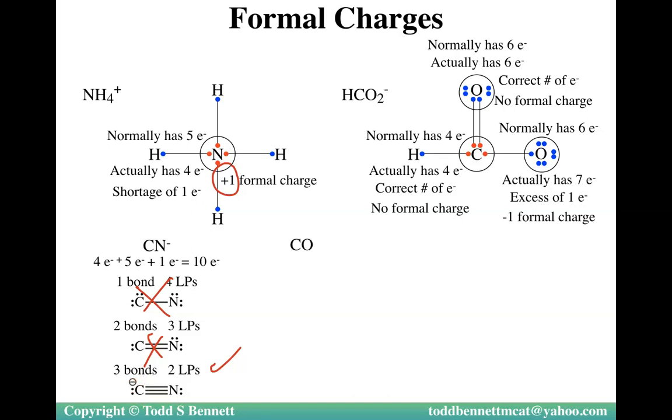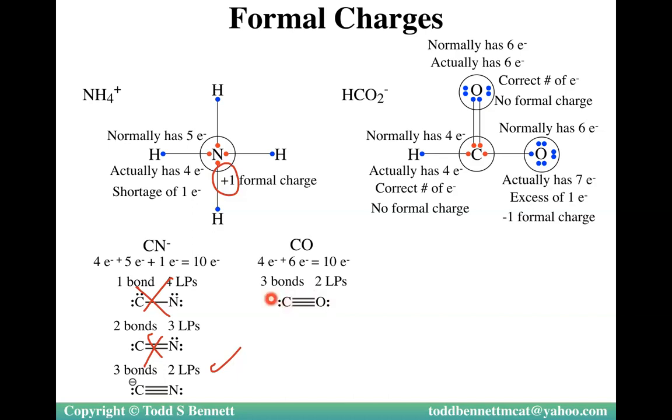Carbon monoxide, 4 electrons and 6 electrons, so 4 plus 6 is 10. Same story, I could do 1 bond, 4 lone pairs, wouldn't work, 2 bonds, 3 lone pairs wouldn't work, 3 bonds, 2 lone pairs seems like the best structure. Octet 2, 4, 6, 8, 2, 4, 6, 8. Sounds good. Problem with this one is I have 5 electrons around carbon, 5 electrons around oxygen.